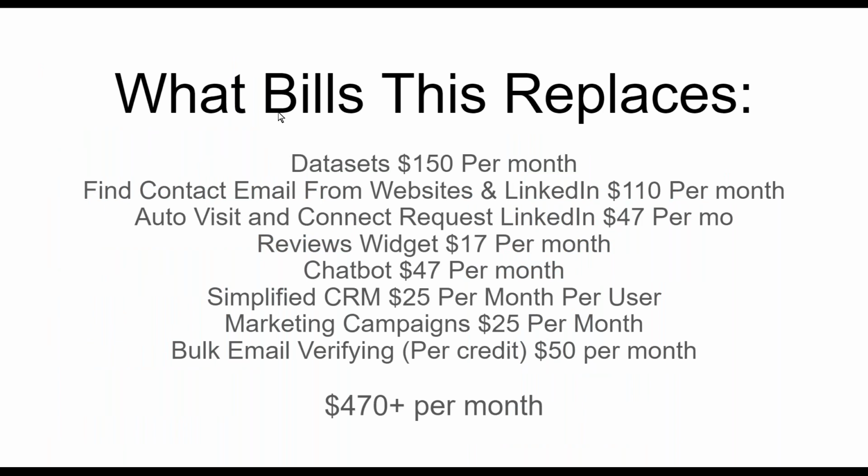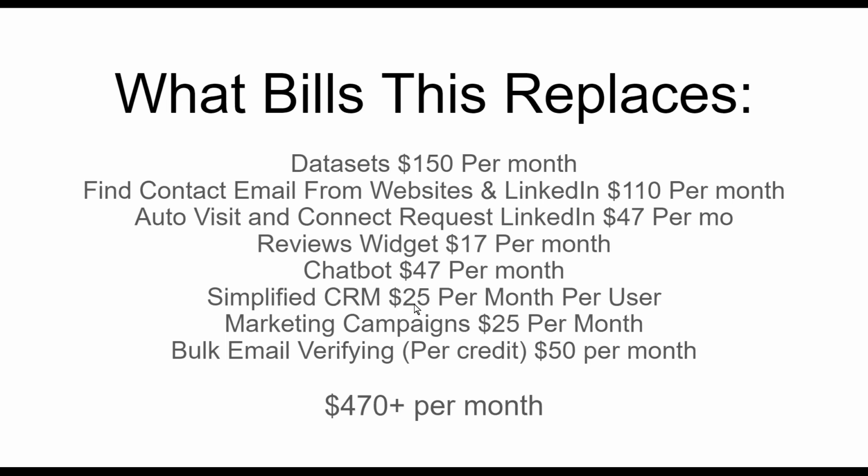So first of all, what bills does this thing replace? Well, datasets, you can pay $150 a month for that. Contact emails and websites and LinkedIn, about $110 a month to find all of that stuff. I was using a service called Seamless.ai, and I don't have to pay for that now. Auto visit and connect requests for LinkedIn, I paid about $47 a month for a program for that. Review chat widget, I just put that at $17 a month, but it's up to you if that's the tactic you want to use. A chatbot. This is a pretty good chatbot, so I figure about $47 a month.